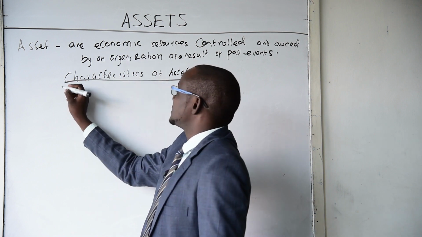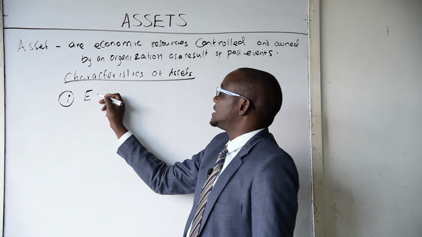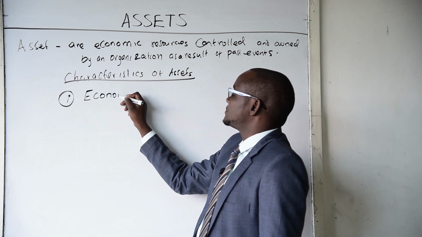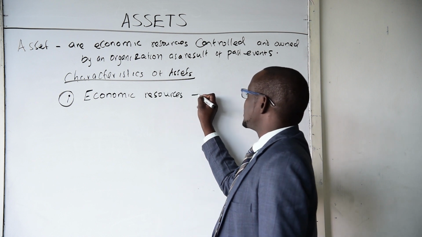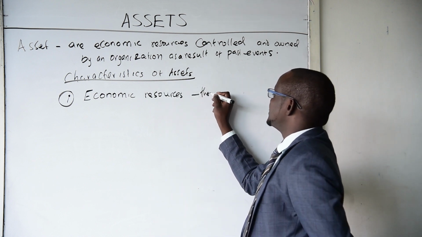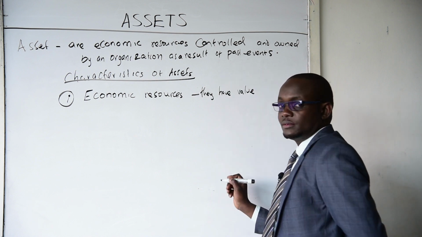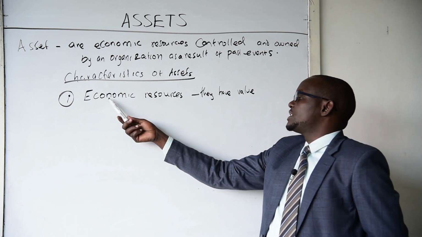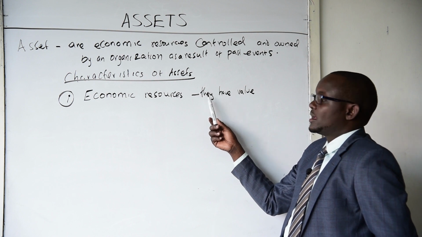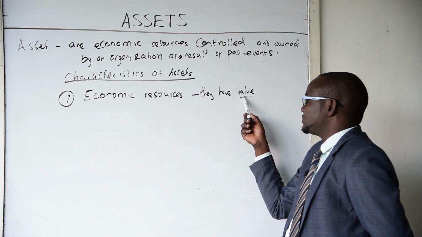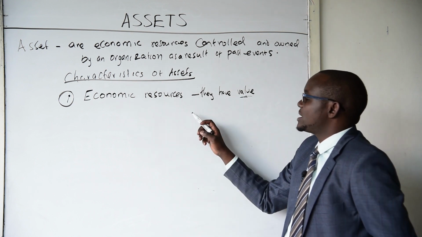Characteristics of assets. Assets have three main characteristics. One is that assets are economic resources. That is, they have value. In other words, when you dispose of assets, you can actually get some value. You can actually get some funds out of these assets. So we say they are economic resources.